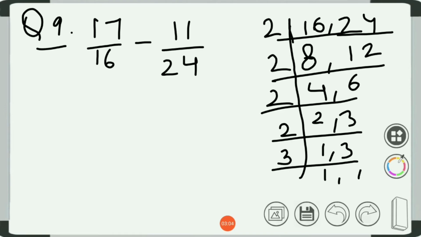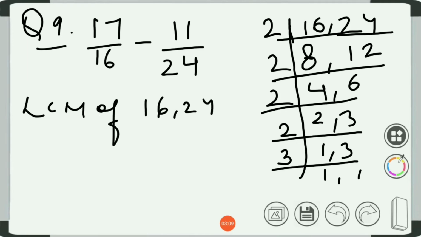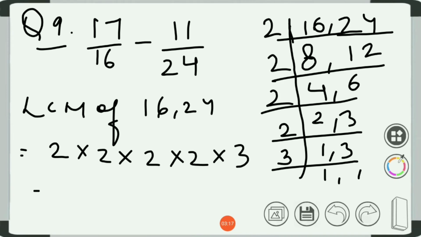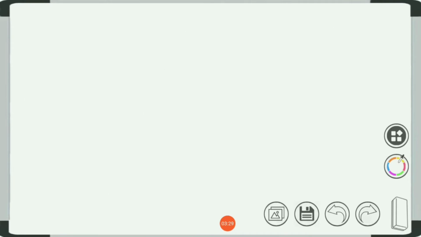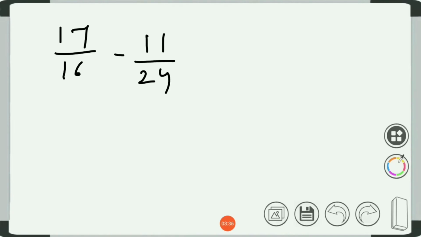So the LCM of 16 and 24 is 2 into 2 into 2 into 2 into 3. You have to multiply all the numbers. 2 2's are 4, 4 2's are 8, 8 2's are 16 and 16 3's are 48. So your LCM is 48. Now you got the common denominator. You have 17 upon 16 minus 11 upon 24. You got the denominator, which is 48.